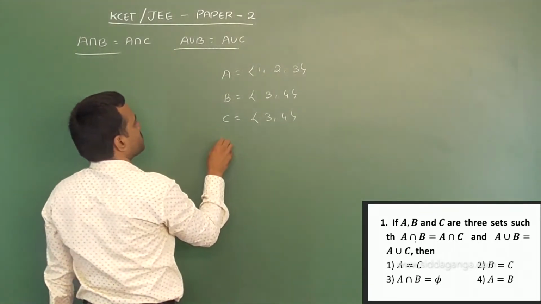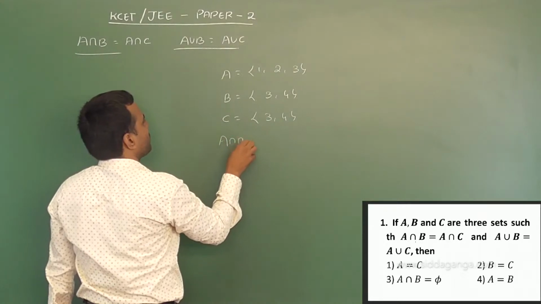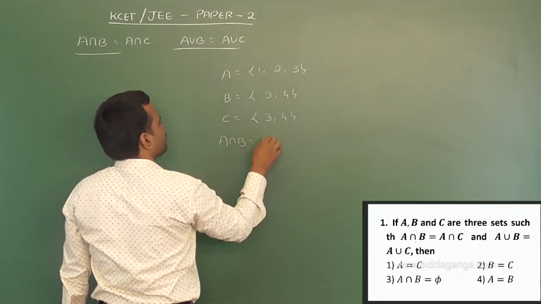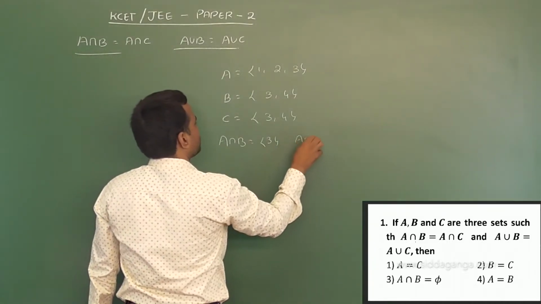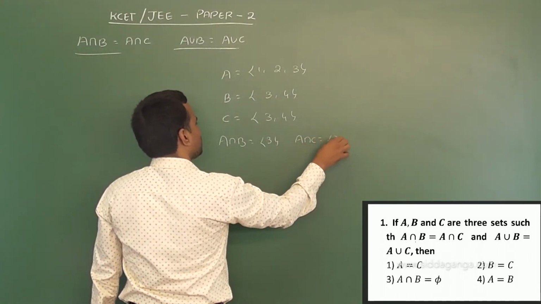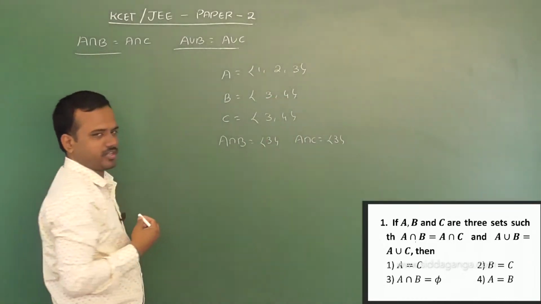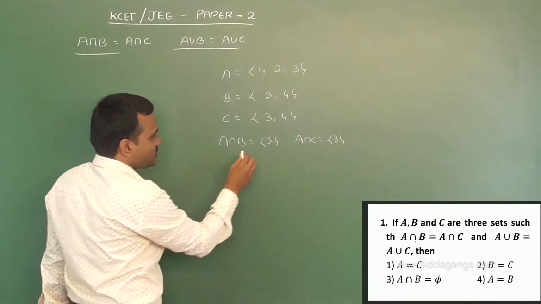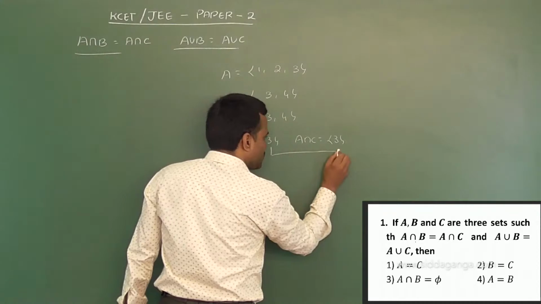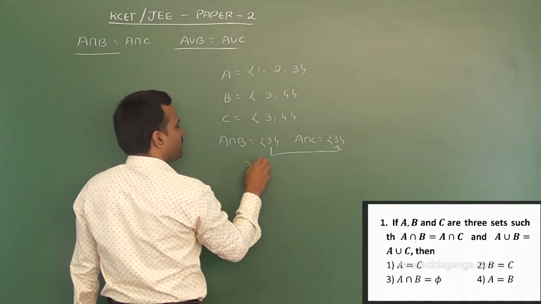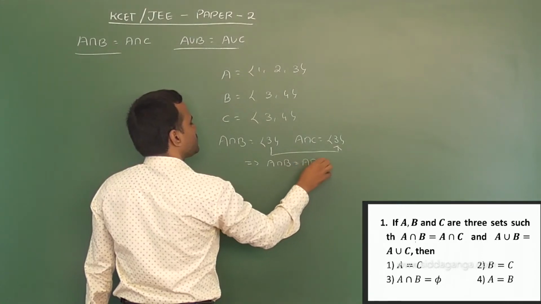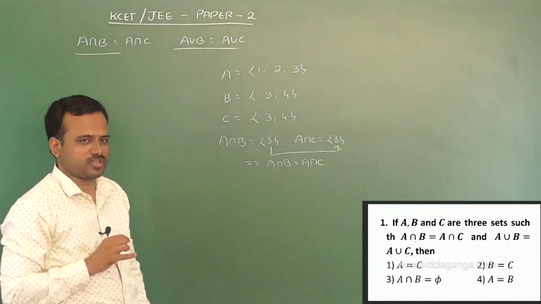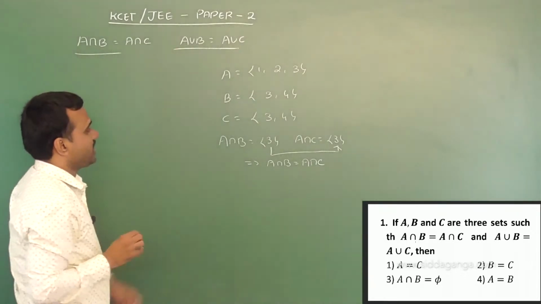First we find A intersection B. A intersection B is only 3. And we find A intersection C. A intersection C, the common element is only 3. Observing these two results, RHS is the same. That implies A intersection B is equal to A intersection C. LHS is also the same.